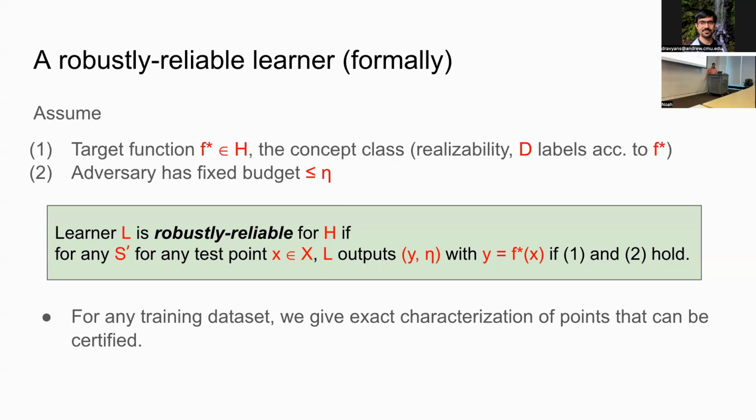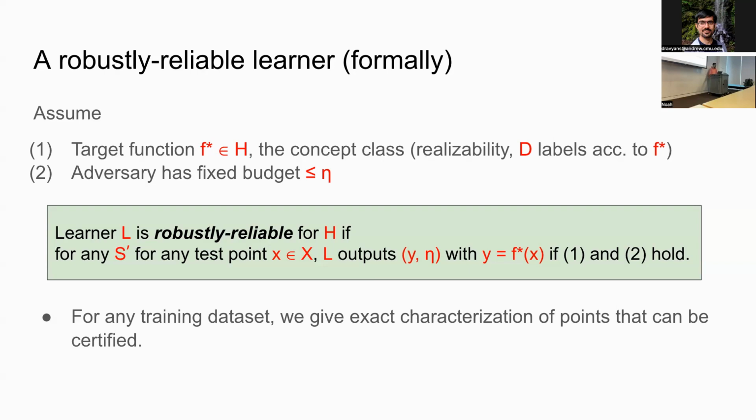Right, and formally we define a robustly reliable learner as follows. We have a target function f star in some concept class H. So there's a concept class from which we are trying to learn a predictor which maps instances to labels. This is a standard realizability assumption: we assume that there's a target concept in the class which correctly labels all the points. Again, we'll simplify this later on, but this is one of the starting assumptions which is easy to introduce the results for.